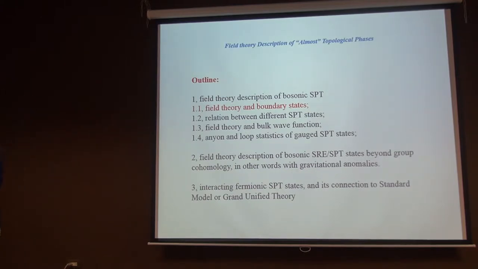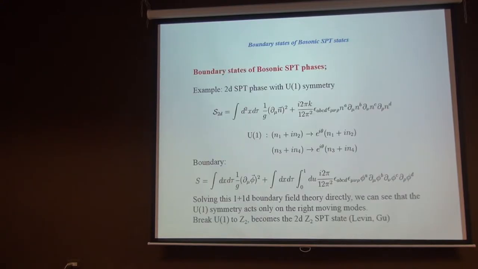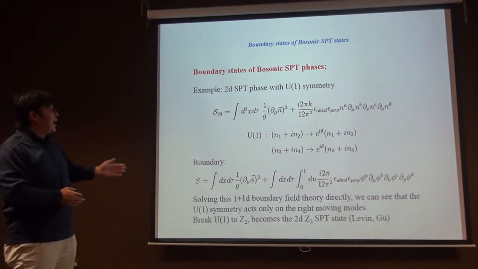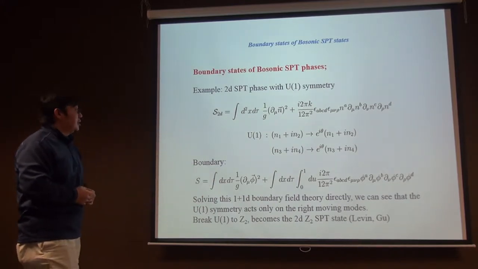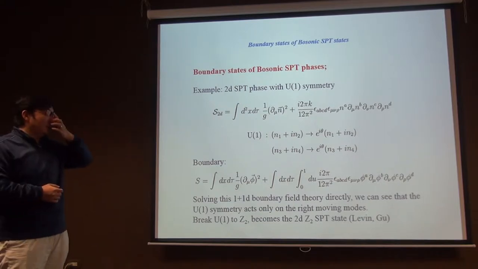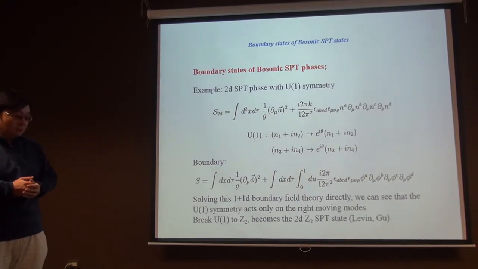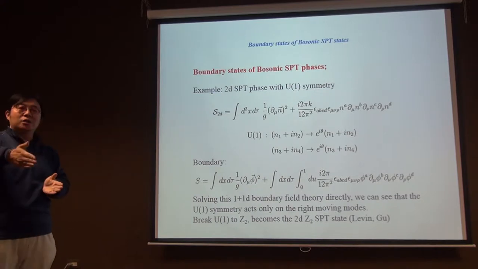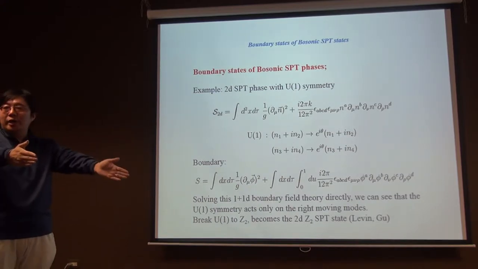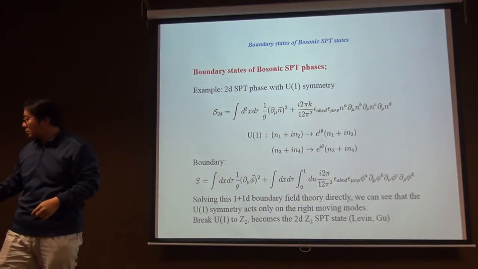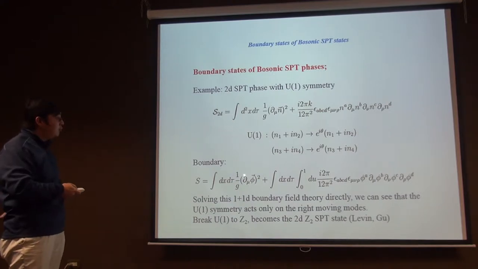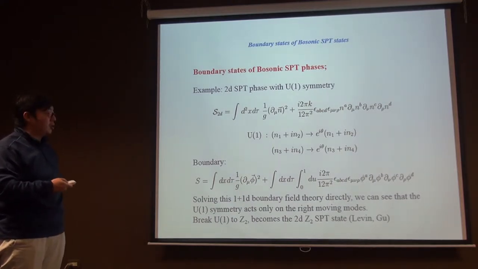Okay, now let me show you how to read off the boundary information from the field theory. This is a 2-dimensional SPT with a U1 symmetry, for example. In the bulk, it's a theta term, and U1 acts this way. This theta term can be written as a Wess-Zumino-Witten term on one boundary minus a Wess-Zumino-Witten term on the other boundary. So the theory in the bulk will reduce to this theory on the boundary: the O4 nonlinear sigma model with a Wess-Zumino-Witten term.